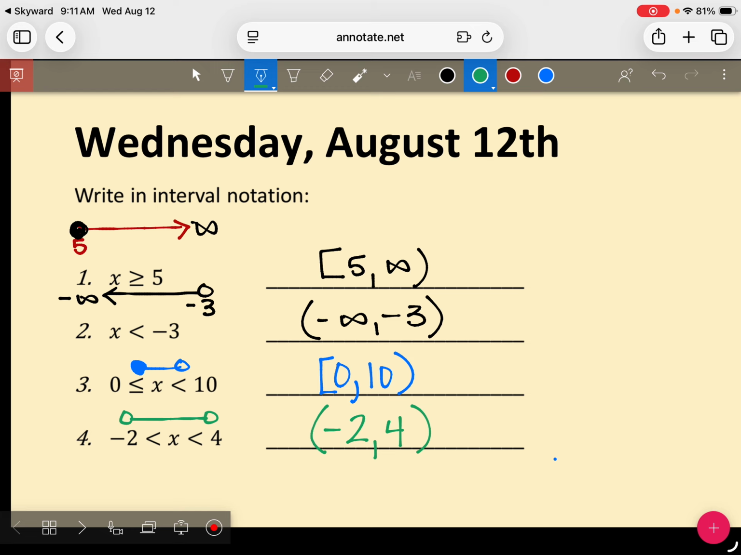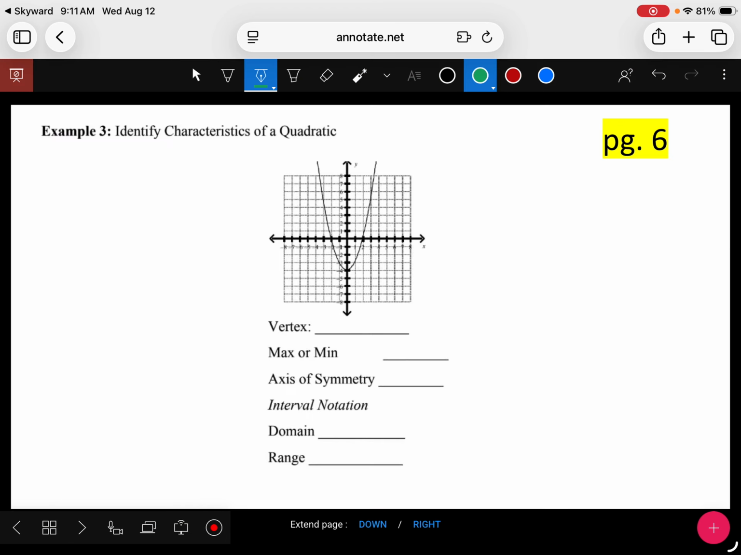So we don't have much to do as far as notes, but you will do a practice question today on your own, and we'll go through it together. So go ahead and take out your notes. We're going to go to page 6 and answer questions about the notes, about the graphs.